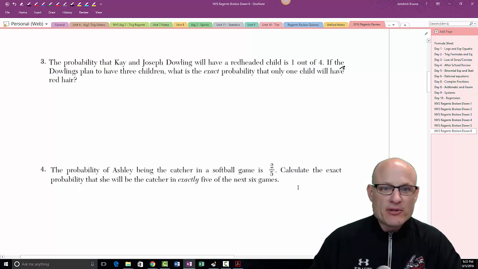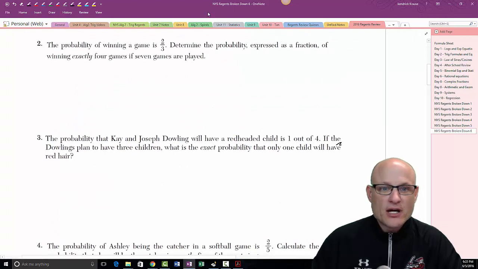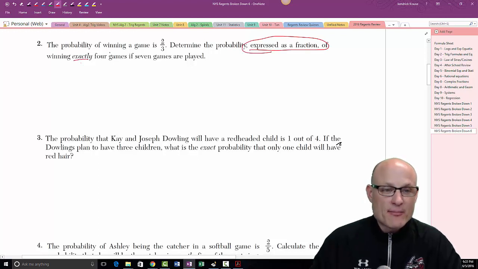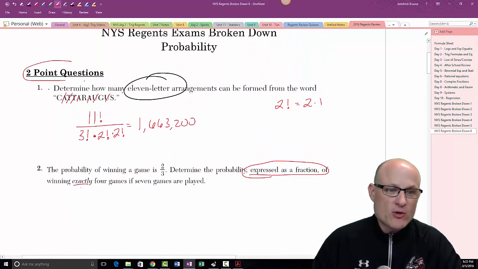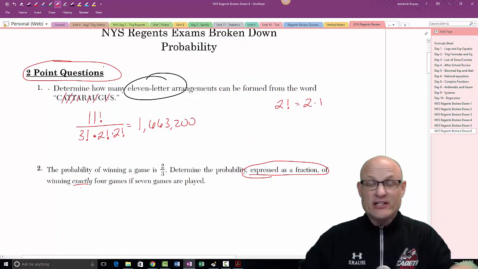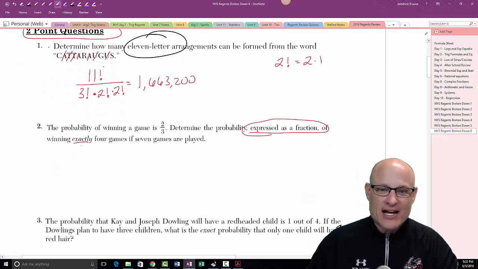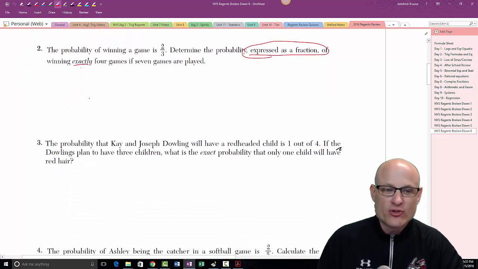So the probability of winning a game is 2/3. Determine the probability, expressed as a fraction, of winning exactly. Now, remember, I keep forgetting to tell you guys this. We're on 2-point questions. 2-point questions should be really, really easy. One topic, one thing that you have to remember. You're not going to have to do 2 and 3 and 4 things too often. Okay, you're really going to have to just do one thing.